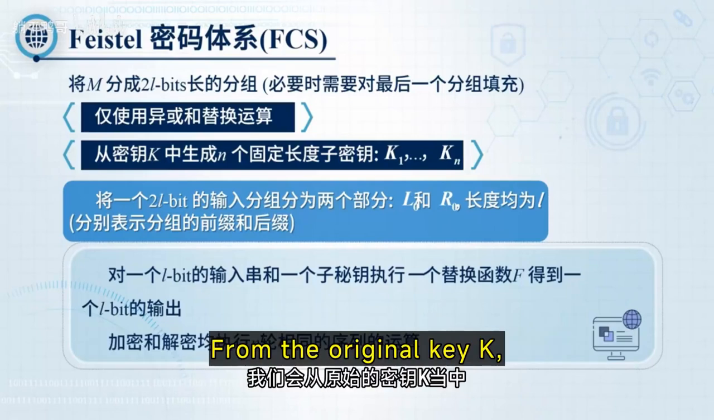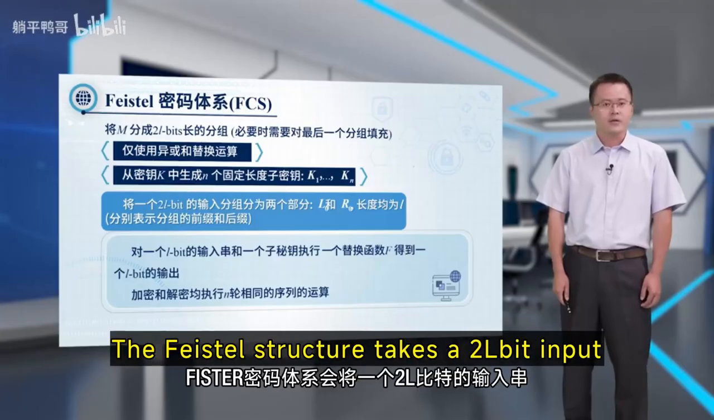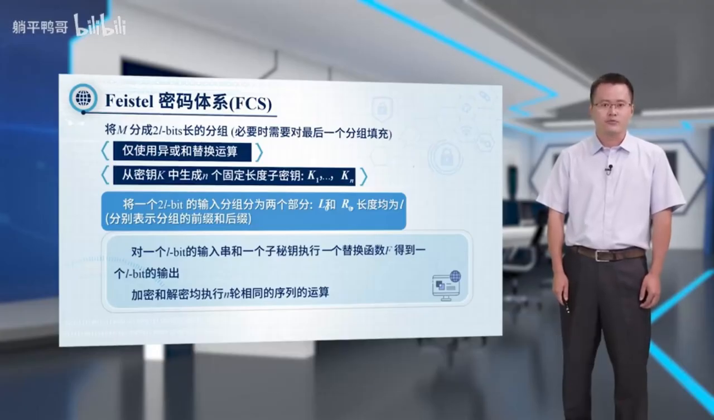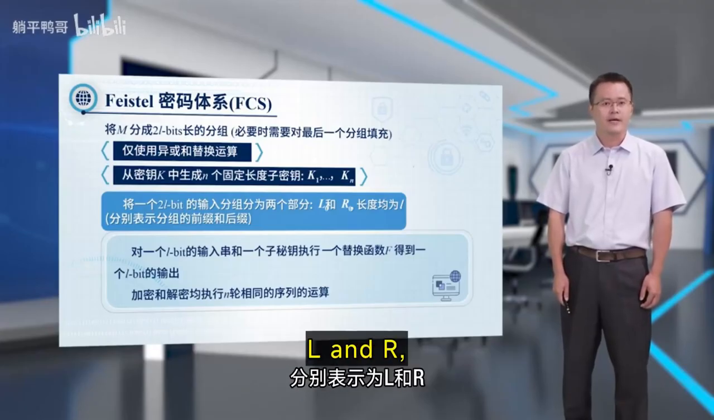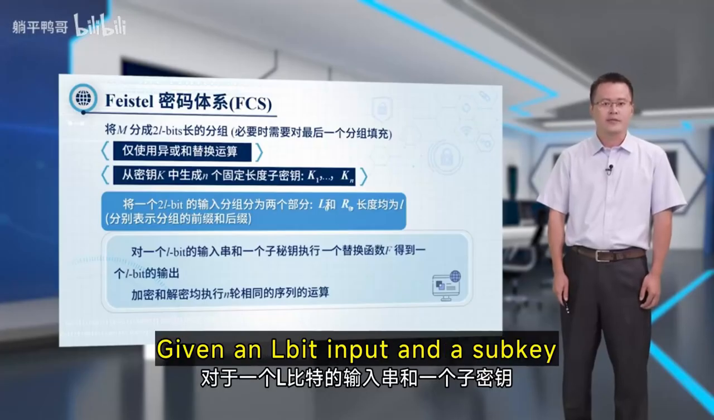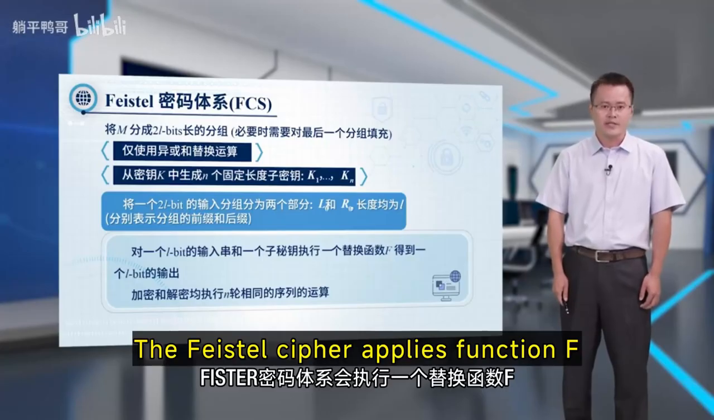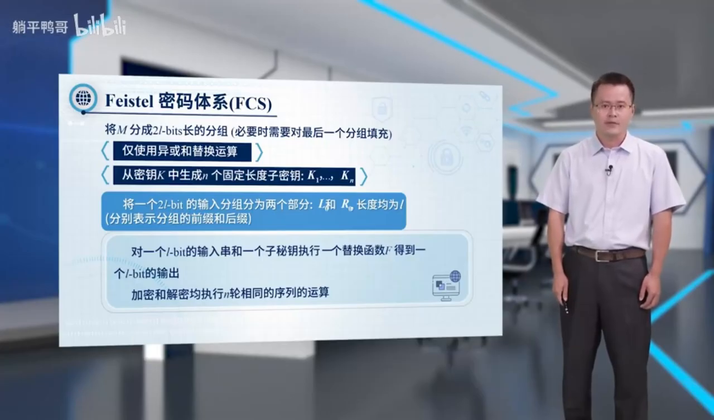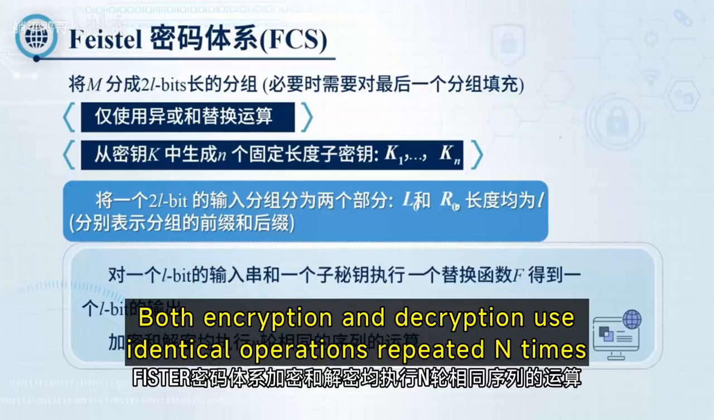From the original key K, we generate n fixed length subkeys K1 through Kn. The Feistel structure takes a 2L-bit input and splits it into 2 parts, L and R, each L bits long, given a bit input and a subkey. The Feistel cipher applies function F to generate a bit output. Both encryption and decryption use identical operations repeated n times.